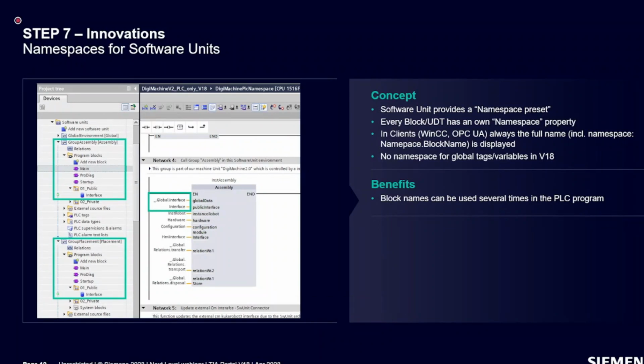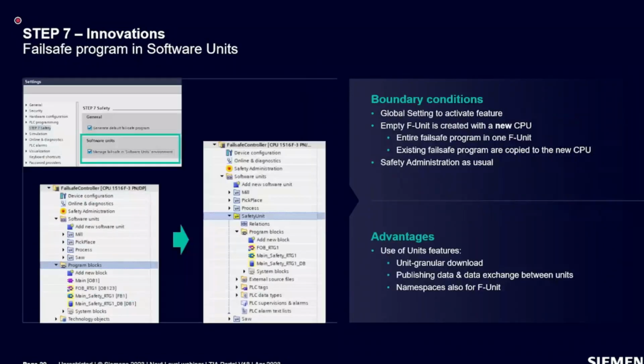For example, in the left-hand image, I have the same program names, main, ProDiag, startup, under the group assembly. Under the group placement also, I have the same program names, which should not conflict when I am calling these programs in the OB. Here you can see underscore global dot interface, where global is nothing but my preset namespace, which differentiates where the interface program or interface DB is coming from. So what is the benefit of this? The block names can be used several times in the PLC program or in different software units.